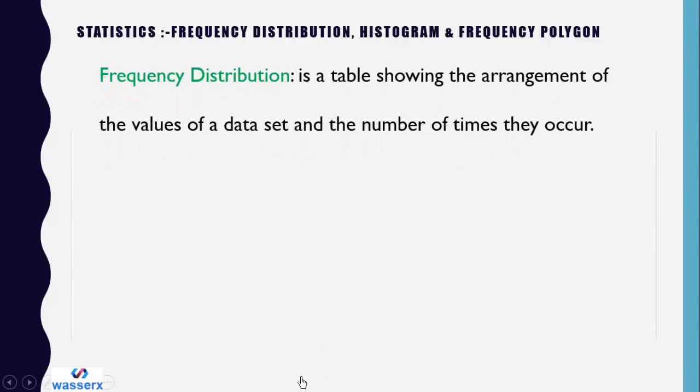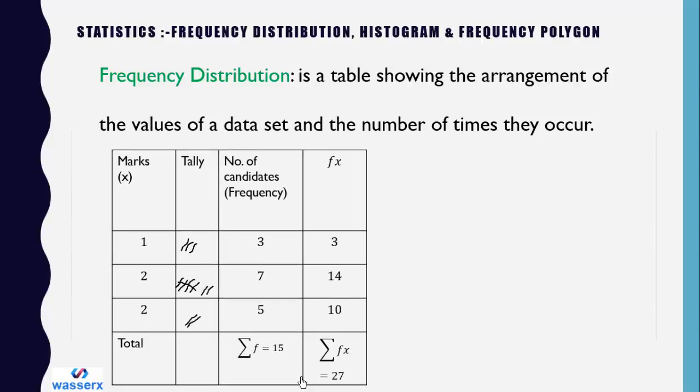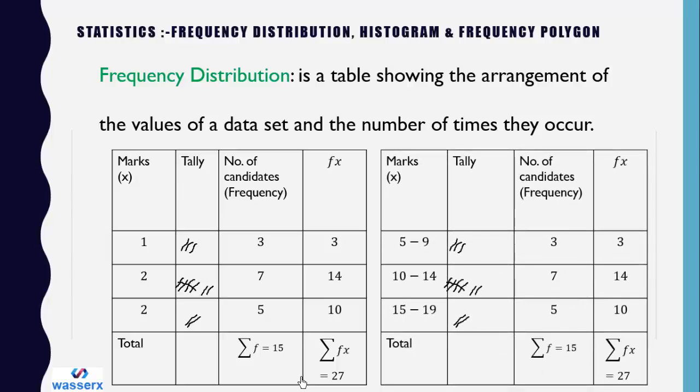Frequency distribution is a table showing the arrangement of the values of a data set and the number of times they occur. These are examples of a frequency distribution. A frequency distribution may be more detailed or less detailed than this, depending on the type of graph you want to use it for.